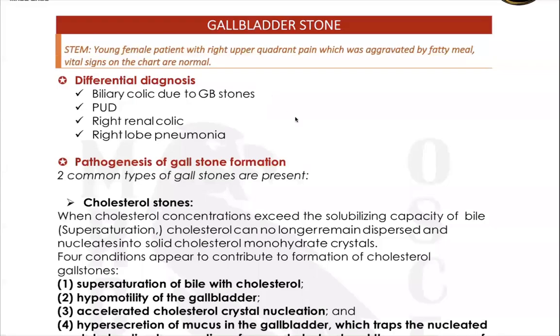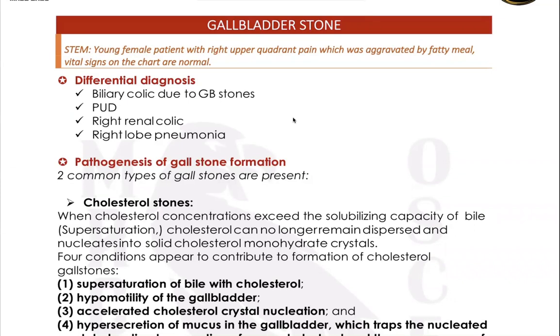All right. Read the stem for me, please. Anyone? Any female, please. Young female patient with right upper quadrant pain, which was aggravated by a fatty meal. Vital signs on the chart are normal.